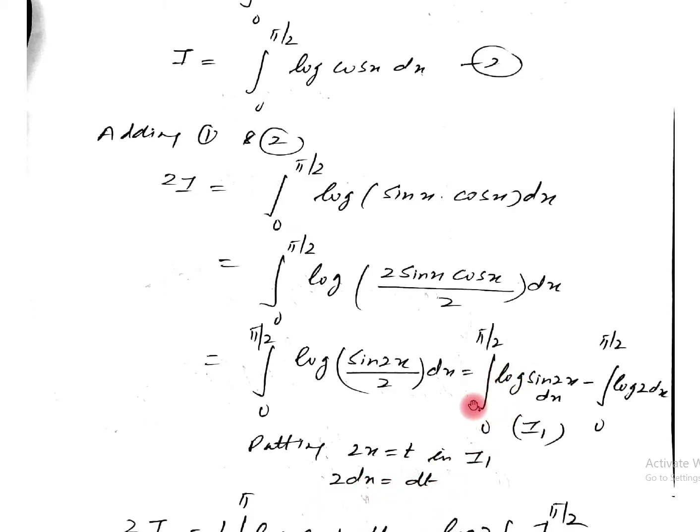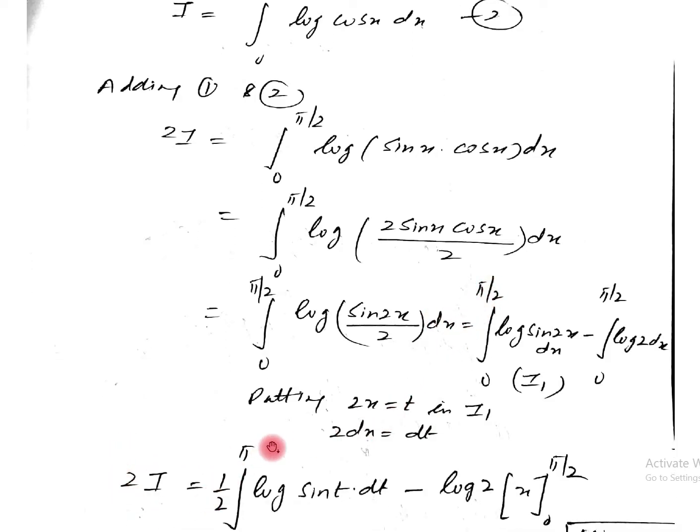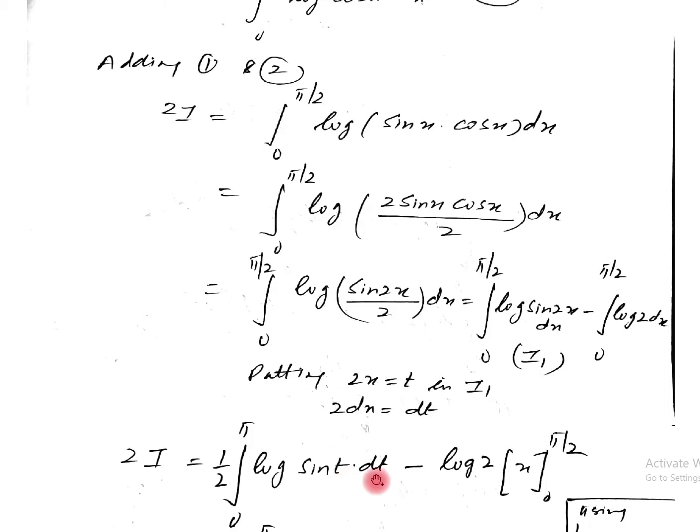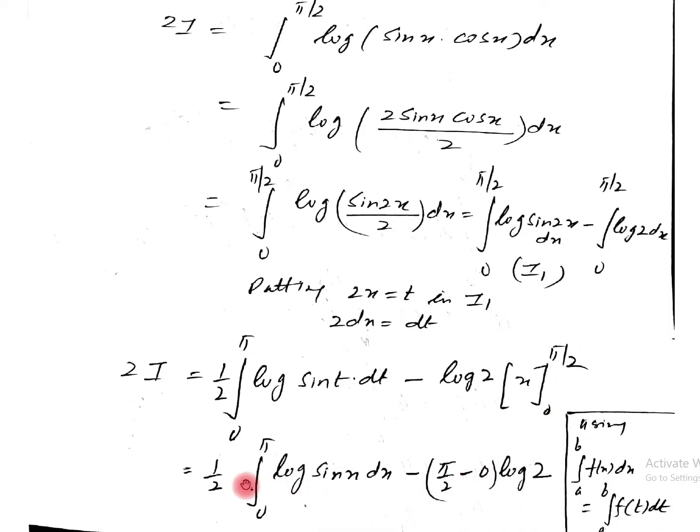So the integral becomes, now we are doing the substitution, so the limits will change. If the lower limit is 0, then the value of t is 0. If the upper limit is pi by 2, the value of t is pi. So it becomes 2I equal to, with dx equal to 1 by 2 dt, 1 by 2 integral 0 to pi of log sin t dt minus log 2 as it is. The integral of 1 is x, limits 0 to pi by 2.